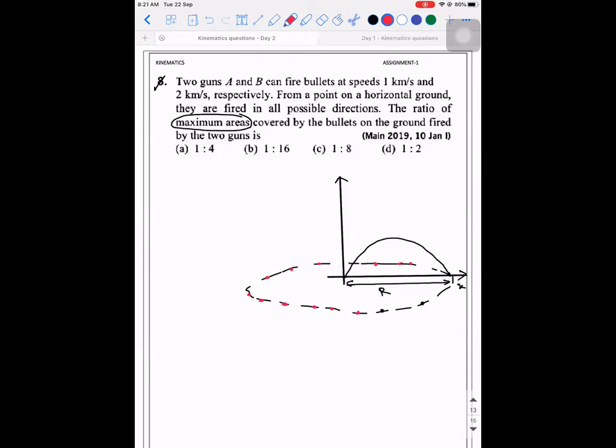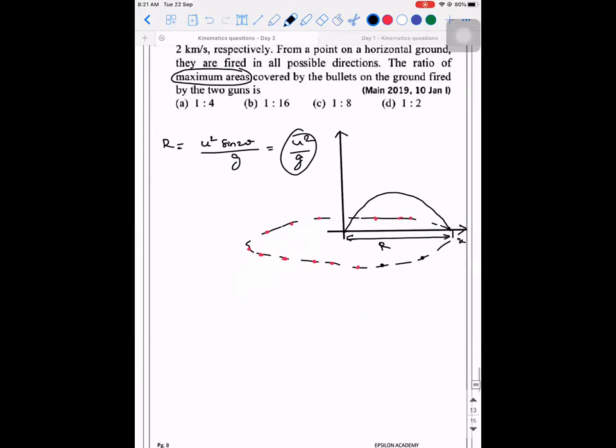Circle. It will be a circle. Very good. And what will be the radius of that circle? Range. Yes. So when they are asking the ratio of the maximum areas, it is for the circle which has maximum radius, which is indirectly nothing but maximum range. So we know the condition for maximum range, guys. What is it? Theta is equal to 45 degrees. When you take theta equal to 45 degrees, that is u square sine 2 theta divided by g. What will you get? U square by g. So that is the maximum range.